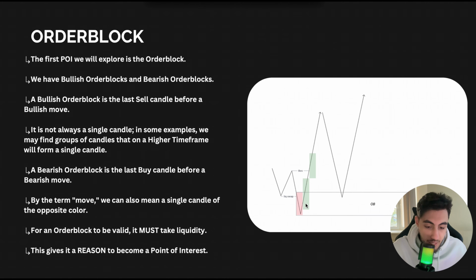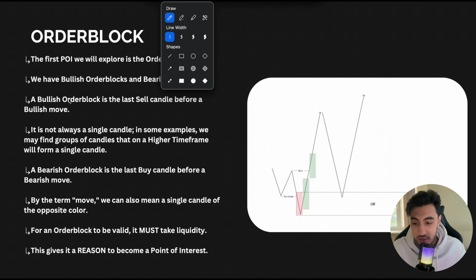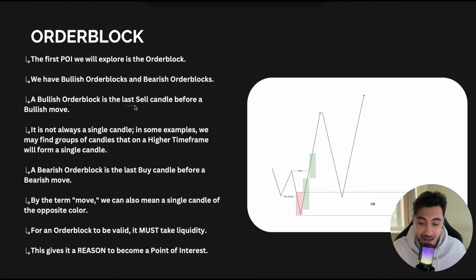So let's say this is a whiteboard example of a bullish order block. What is the bullish order block? It's the last sell candle before a bullish move. Okay, so this is going to be a bullish move here, right? We can see a green candle, a bullish move here. So the last bearish candle before the bullish move is going to be this area. So this is going to be our bullish order block. It's not always a single candle. In some examples, we may find a group of candles that on a higher time frame will form a single candle. This is also so important.